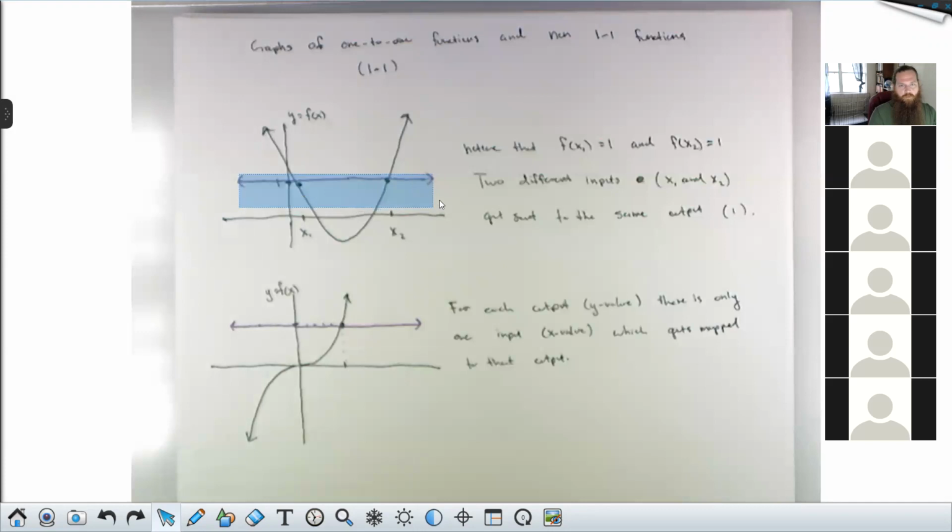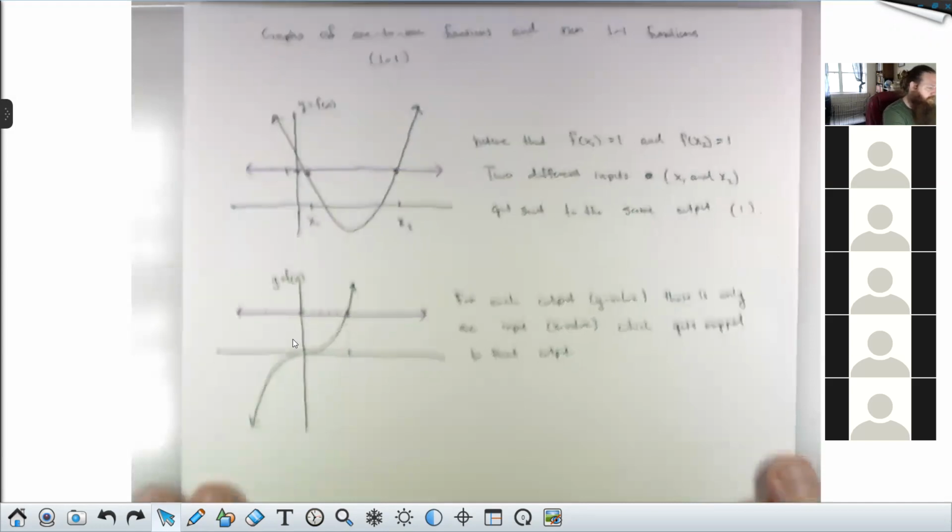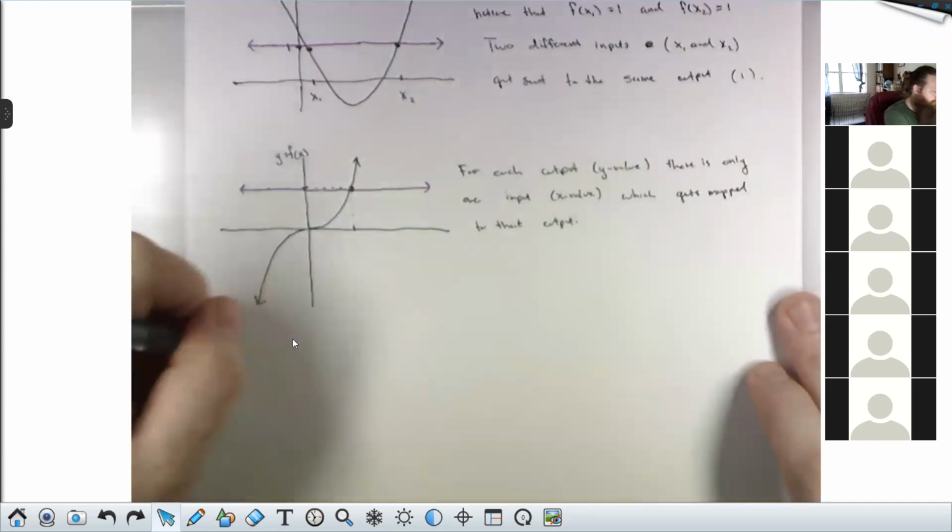So if some horizontal line hits your graph twice, that means that the y value of that horizontal line is associated with at least two different x values on your graph. And that would mean that your function sends those two different x values to that same y value, meaning your function is at least 2 to 1, maybe worse, definitely not 1 to 1. So this is a theorem, and it's called the horizontal line test.